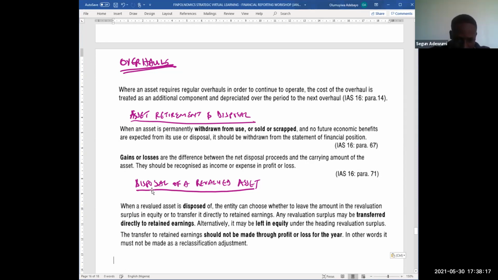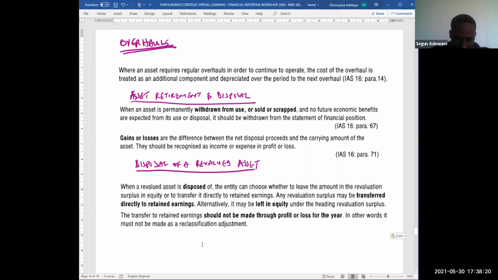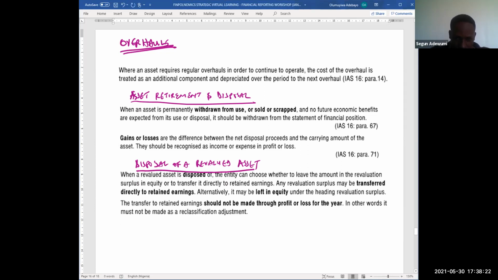Disposal of a revalued asset. When a revalued asset is disposed of, the entity can choose whether to leave the amount in the revaluation surplus in equity or to transfer it directly to retained earnings. Any revaluation surplus may be transferred directly to retained earnings. Alternatively, it may be left in equity under the heading revaluation surplus. The transfer to retained earnings should not be made through profit or loss for the year. In other words, it must not be made as a reclassification adjustment.